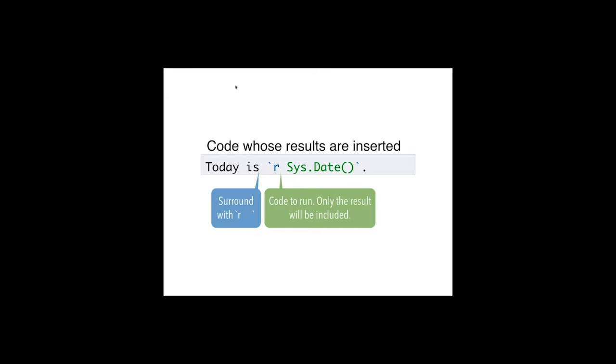But instead of saying Matt's favorite gene is MDH, I could say Matt's favorite gene is backtick R space fave gene, that's my object, backtick. Now, if somewhere else in a code chunk I assigned the object fave gene to be MDH, then it would automatically populate that. That's what you'll see today.